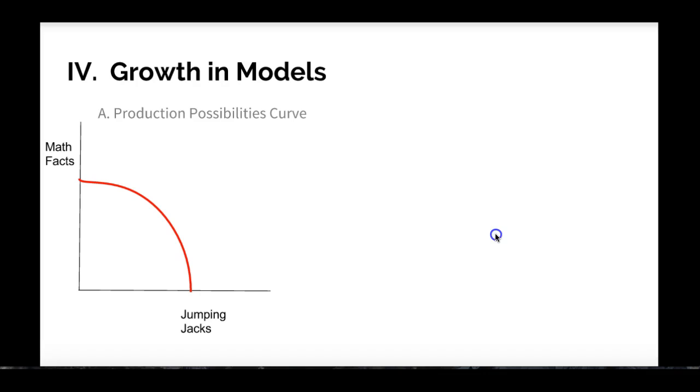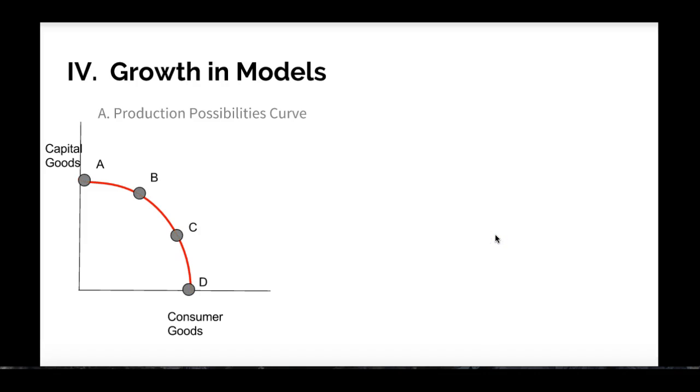But we're not going to talk about math facts and jumping jacks anymore. We're going to actually talk about capital goods and consumer goods. And if you remember when we did talk about the jumping jacks and math facts, I did mention that a lot of times when you see the PPC in economics books, they either talk about capital goods and consumer goods, or guns and butter, or basically any products that use two different resources. So here we're going to talk about consumer goods and capital goods. Bear with me, we're going to do a very quick review of the PPC.